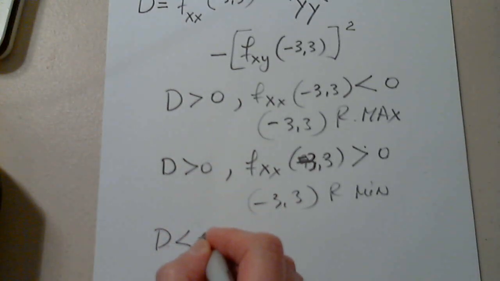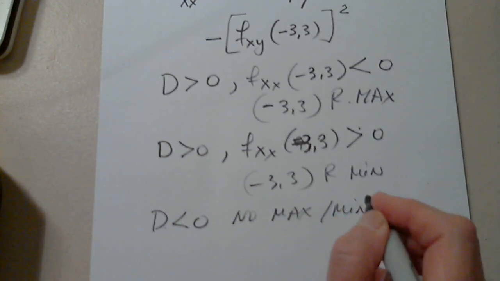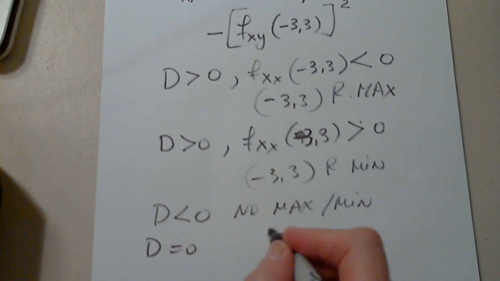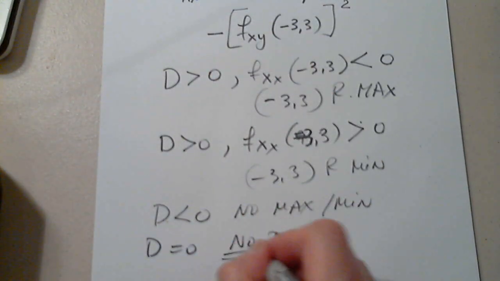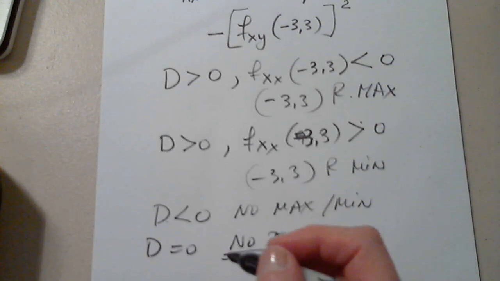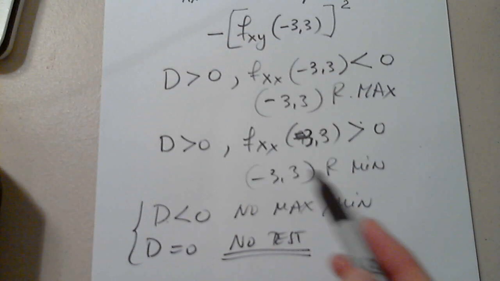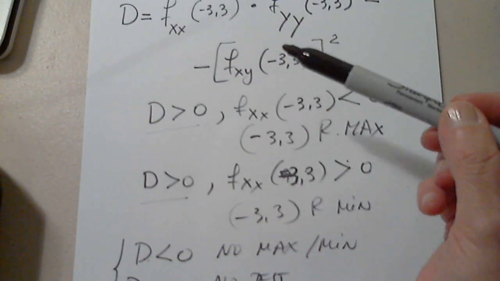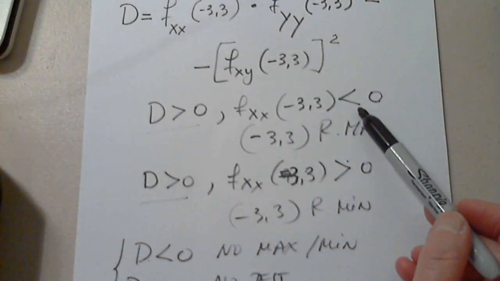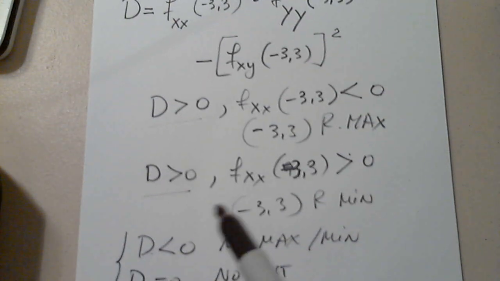If D is less than 0, no max or min. And if D equals 0, no test. This is a test. No test. It doesn't work. This happens to be like a saddle on a horse. So these are no options. So if D is positive, we'll determine it in a minute, then I look at fxx. If it's negative, then I say a relative max. And if it's positive, then I say a relative min. If D is negative, no max or min.